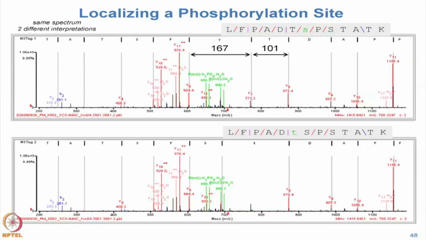All right, and the only difference is whether the phosphosite is on this serine or on this threonine. I want you to raise your hand if you think it's on the threonine. Now I want you to raise your hand if it's on the serine. You have to pick one.